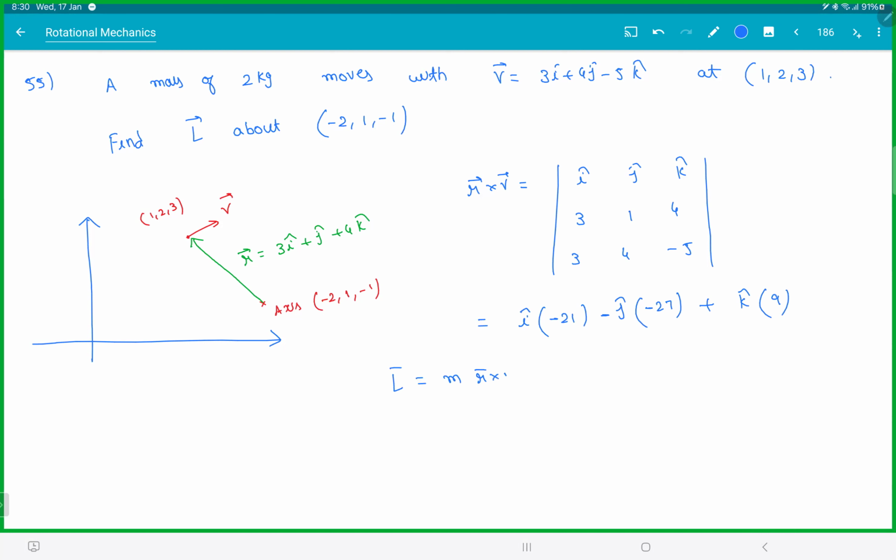L bar is m r cross v bar: minus 42 i cap, 54 j cap, plus 18 k cap. Check, did I mess up anywhere? Direct formula substitution, there's nothing there. Just have to be careful with each one. Check my calculations. Clear with this?